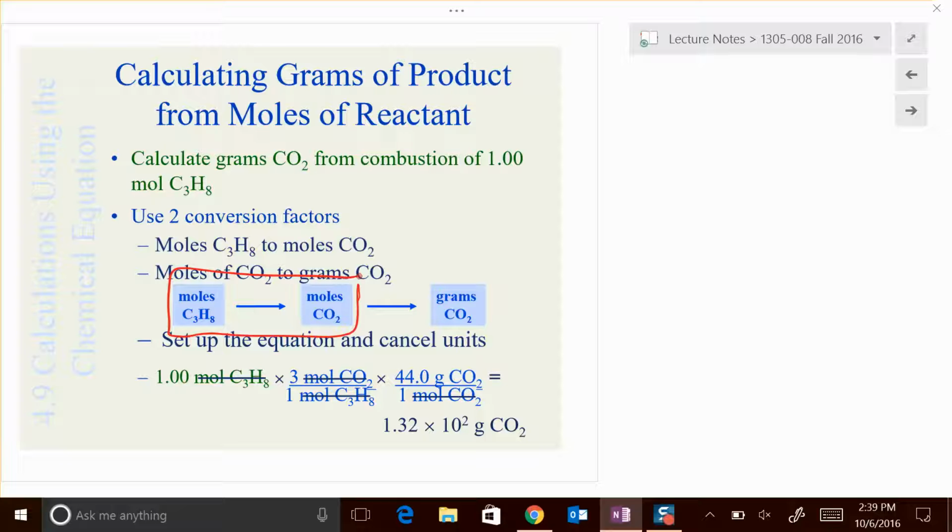But once I'm in carbon dioxide, I can go from the moles of carbon dioxide to the grams of carbon dioxide through a simple conversion that we learned earlier, right? Grams to moles or moles to grams conversion. So here we're going to take 1 mole of C3H8. We're going to multiply it by a conversion factor of 3 moles of carbon dioxide for 1 mole of C3H8, times 44 grams of carbon dioxide for every 1 mole of carbon dioxide. Does everybody know where this number came from?